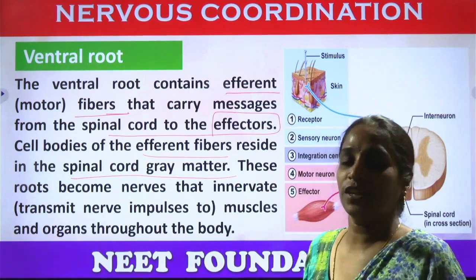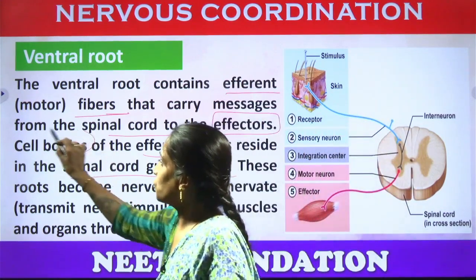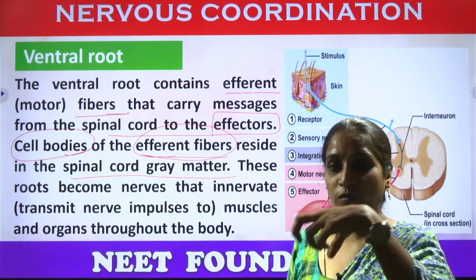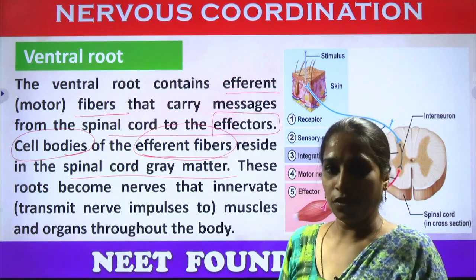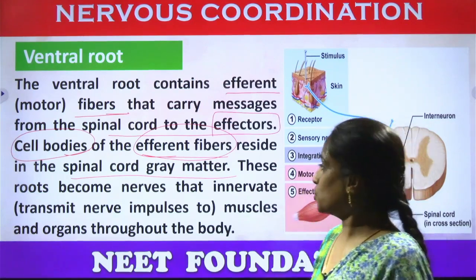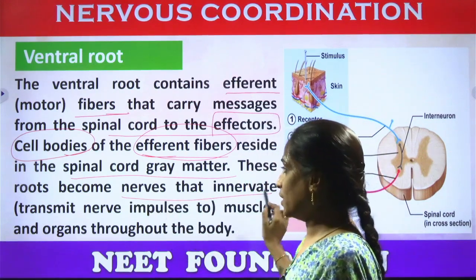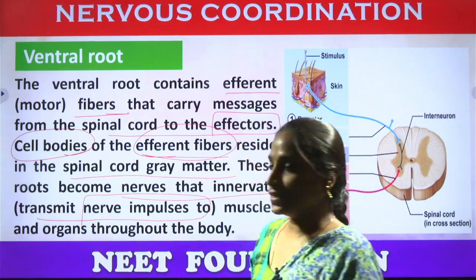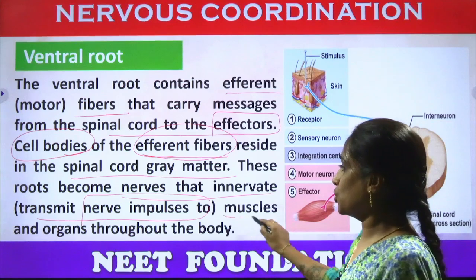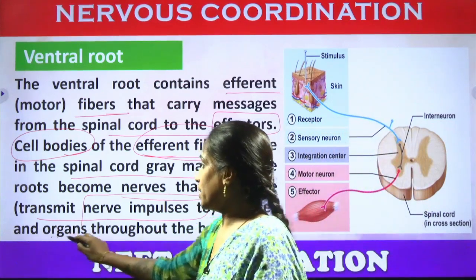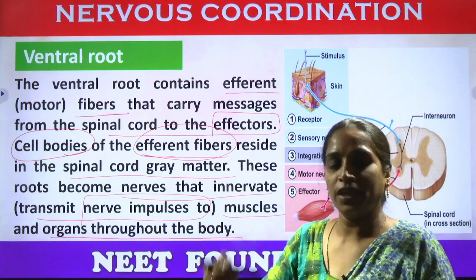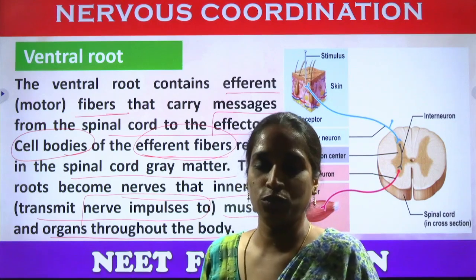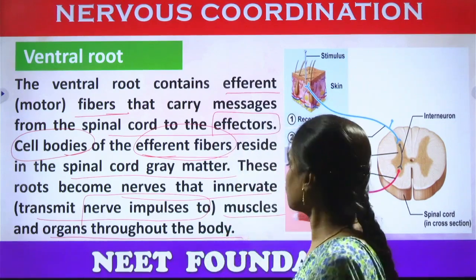The cell bodies of the efferent fibers reside in the spinal cord grey matter. What plays a major role here? The cell bodies of the neuron. Which kind of neuron? Of the efferent neurons, which are accommodated inside the grey matter of the spinal cord. So these roots become nerves that innervate, nothing but transmitting the information in the form of nerve impulses. They are sending the message towards muscles and organs throughout the body. Throughout the complete body we have different types of muscles. They are the skeletal muscles and also the smooth muscles, right?